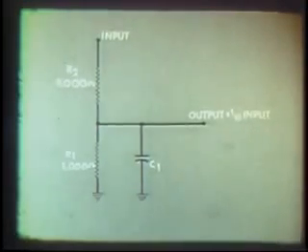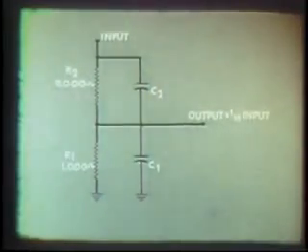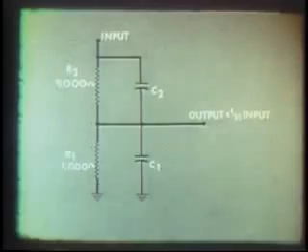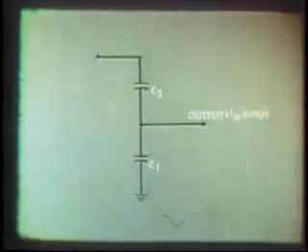There is a way to correct this situation. Let's add another capacitor to the circuit. We will call this C2. Now let's see what we've done.